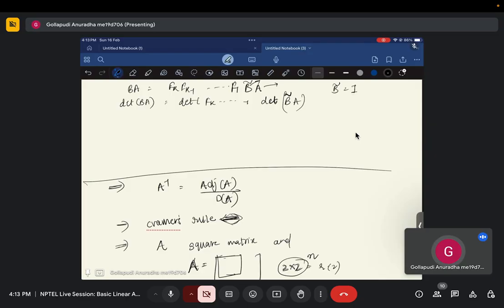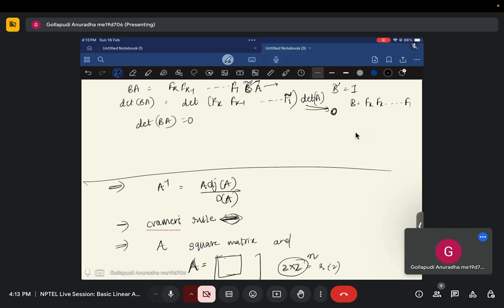Okay, so forget about this now. Determinant of FK minus 1, all those things, F1. This is anyway the identity matrix, so you can write B as FK minus 1 through F1; B tilde is anyway identity, so we can just leave it. And the determinant of the A matrix: A is singular, I told you, so its determinant will be 0. So here the determinant of BA is also equal to 0.